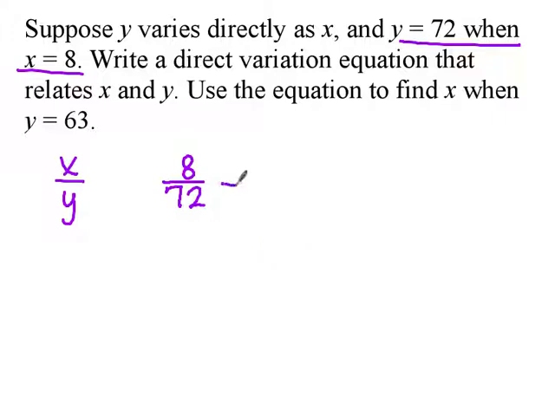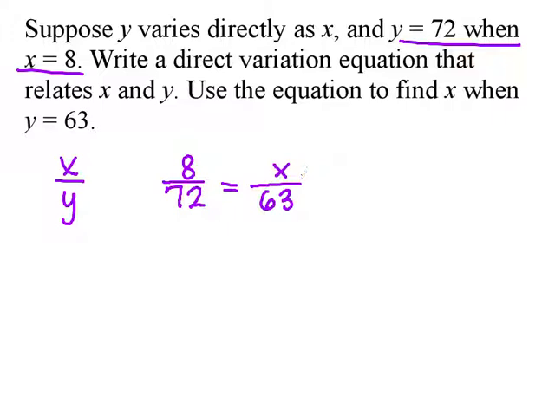So now I need to write the other half of the proportion. So I'm going to look at what else I'm given in the problem. And what else do they give me? 63. So is 63 going to go in my numerator here or my denominator? Denominator. And in my numerator, I'm just going to put x because that's what I'm trying to find.